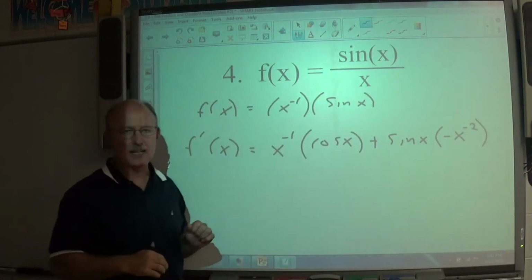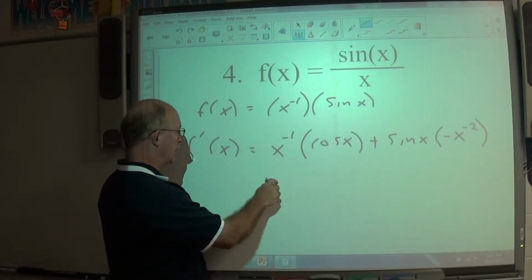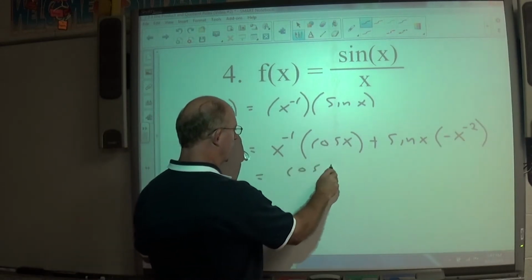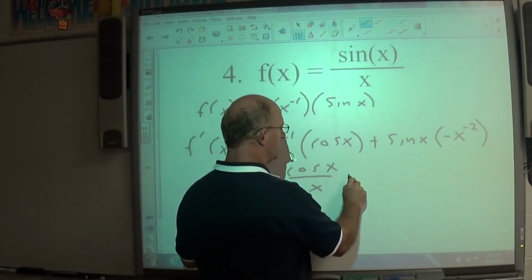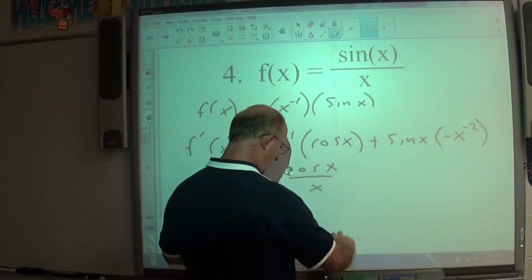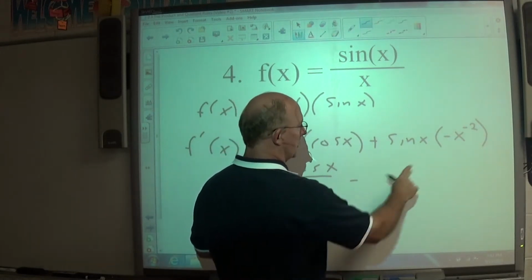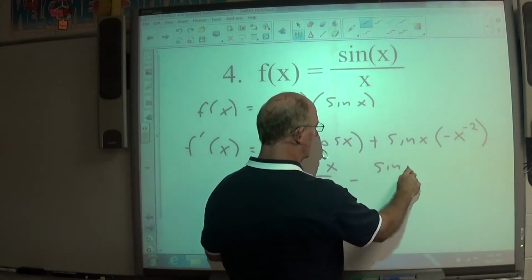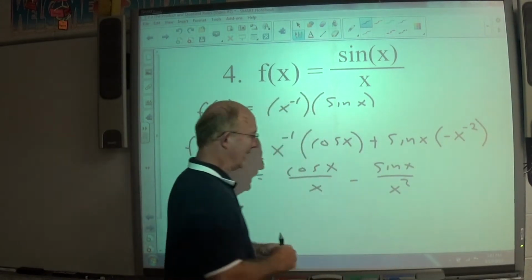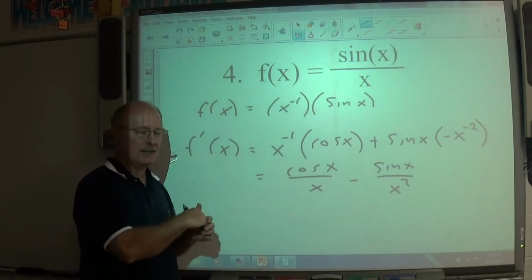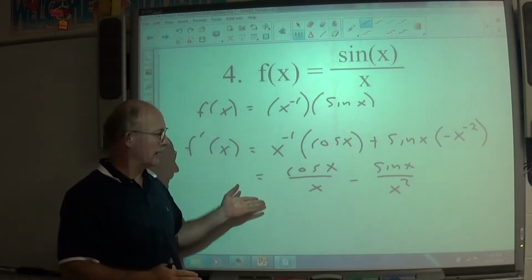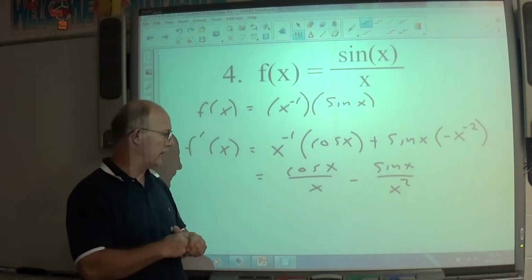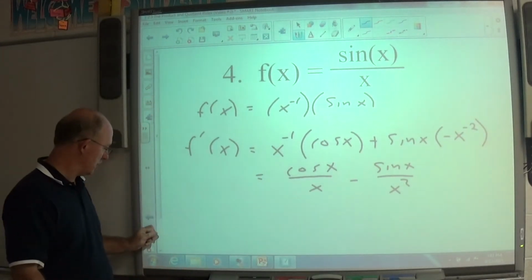Now we don't want to leave that negative exponent there, so let's get rid of these negative exponents. And this will be cosine x over x, minus, because of the negative we'll pull the negative out front, sine x over x squared. Now you can actually combine these to make one big fraction, and it'll look like the one that we did earlier on the previous video, but I'm going to leave it here because I want to move on.